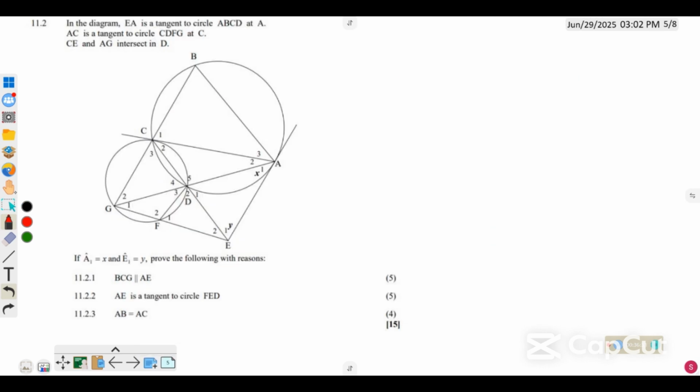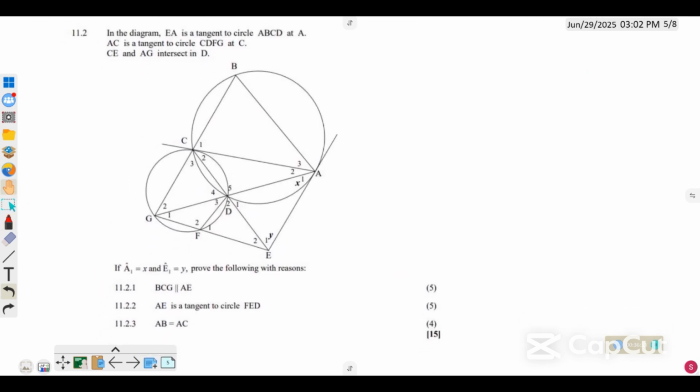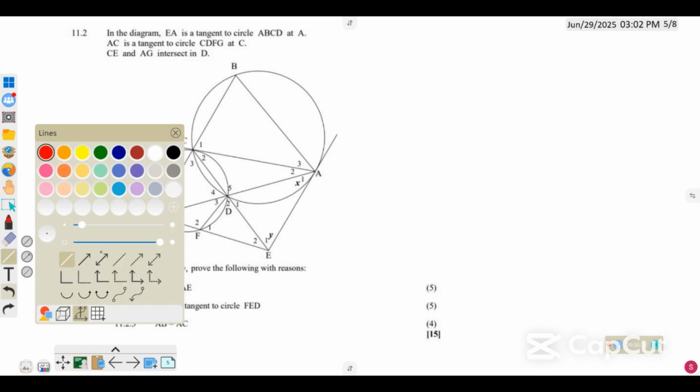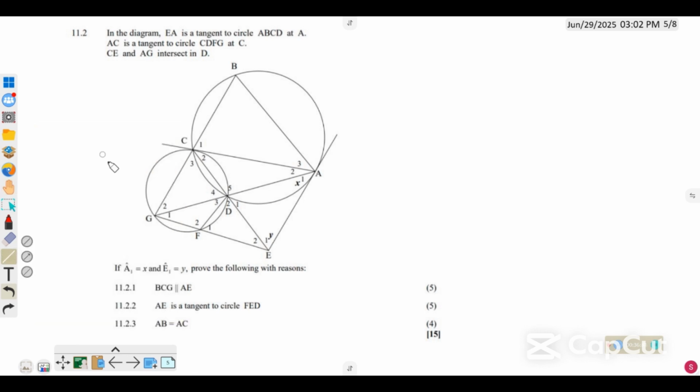Yeah, exam type questions as well. Here we have one. In the diagram, EA is a tangent. I love tangents. If they give me a tangent in a center, then I'm satisfied. EA is a tangent there to the circle ABCD at A. AC is a tangent to the circle at, where's AC first? Oh, AC is this one, is a tangent to the smaller circle, so we have another tangent there. Right, let's see. That's just intersection points. A1 is equal to x. Where's A1? A1 is right there.